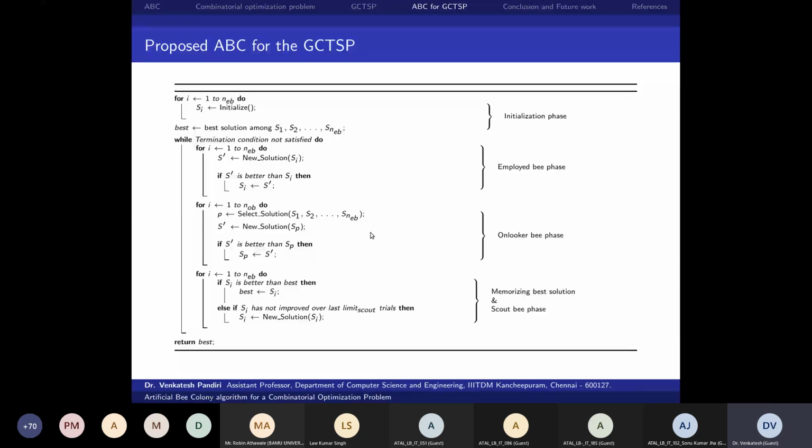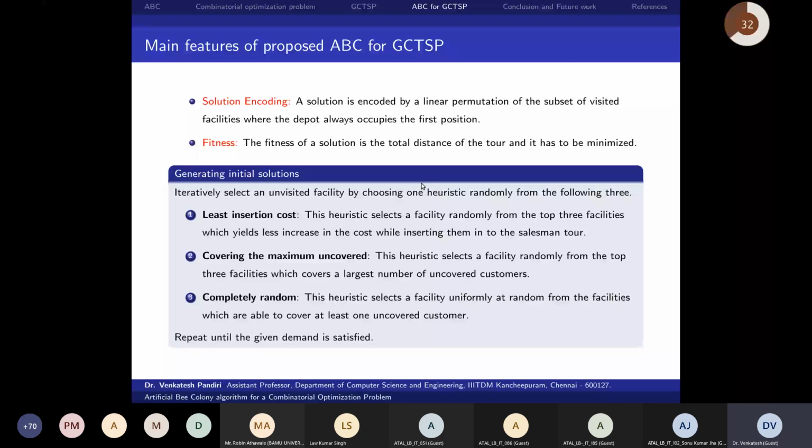As I told you, the solution encoding, the representation, is very important in solving problems like this. Here in this problem, the solution is encoded directly as a linear permutation of a subset of visited facilities, where the depot always occupies the first position. You might know all these things. If you already know the traveling salesman problem, then you can easily understand this.